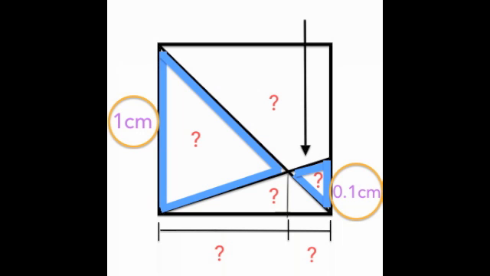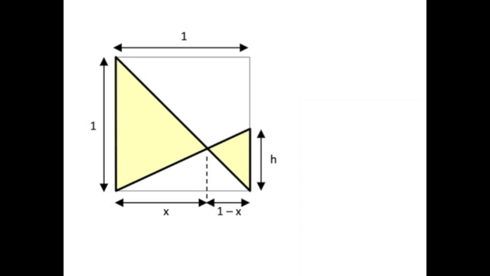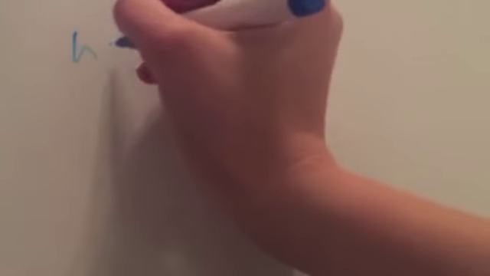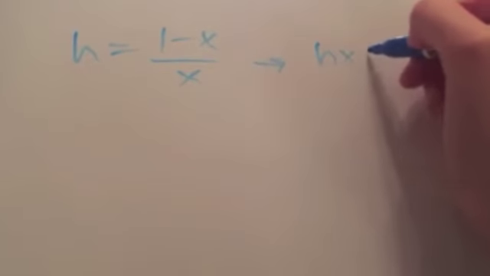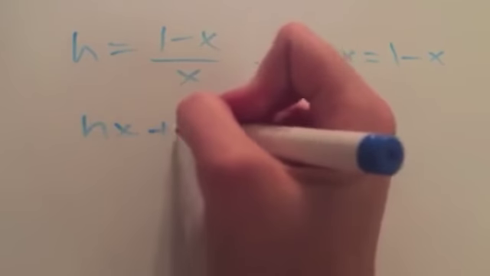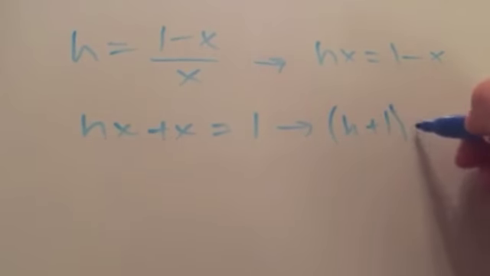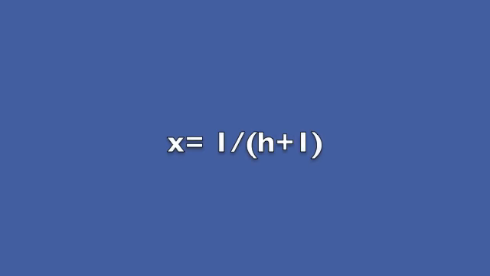In order to find the area of each triangle, we will need to calculate the base lengths for each one within the square. We can figure out the base lengths when we have a given height with the equation h equals (1 minus x) divided by x. In order to get x on one side, this equation can be simplified using algebra, so that the equation ends up being x equals 1 over (h plus 1).